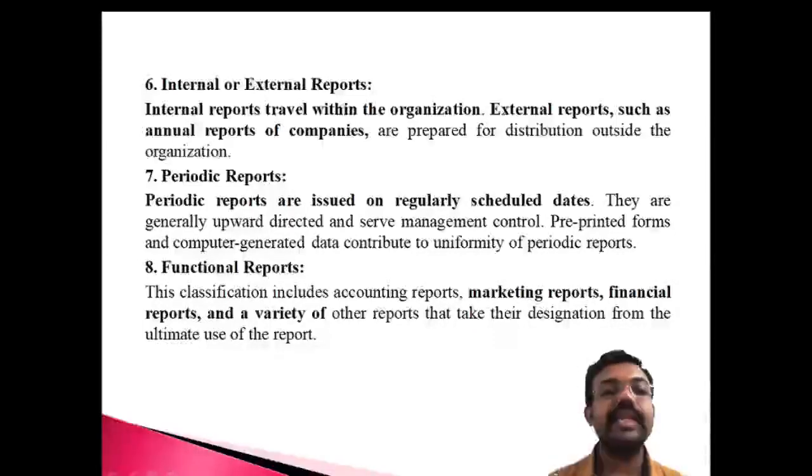And this is generally directed at managerial control, a pre-printed form of computer-generated data, contributing to the uniformity of the periods. Suppose a quarterly result, that's a periodical report. The half-yearly result is also a part of the periodical report. So that is another important format, the periodical report.